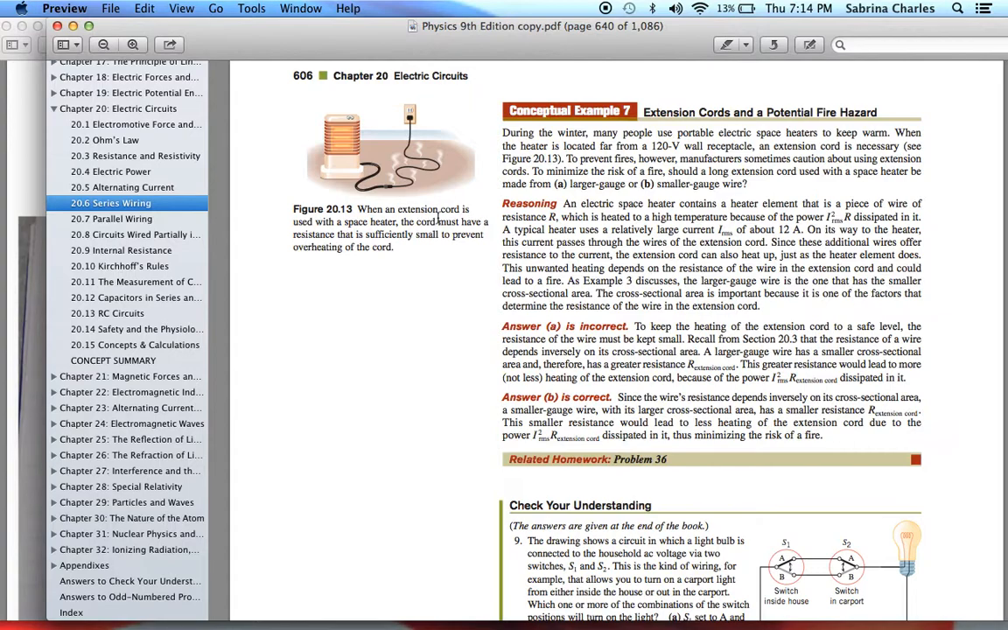And just so we know, they decided that a smaller gauge wire is the correct thing to use. Since the wire's resistance depends inversely on its cross-sectional area, a smaller gauge wire with its larger cross-sectional area has a smaller resistance. So the smaller resistance would lead to less heating of the extension cord due to the power, I_rms squared times R of the extension cord, dissipated in it, thus minimizing the risk of a fire.